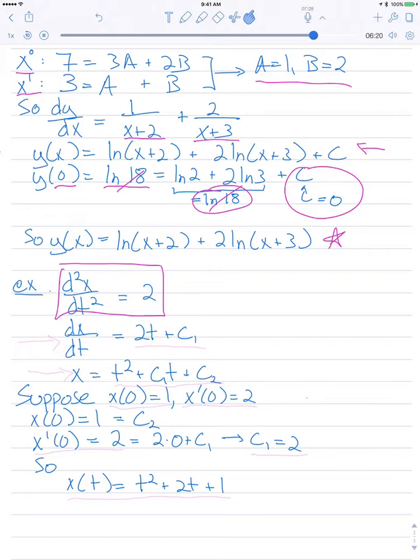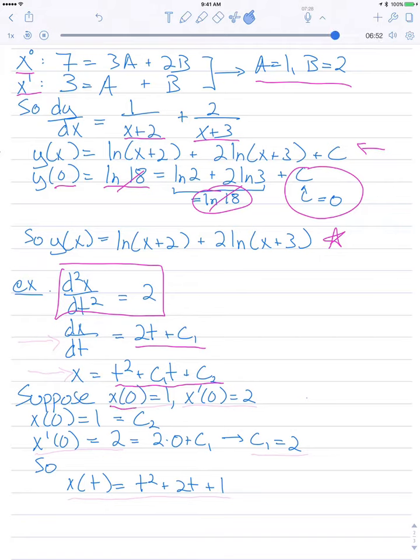I anti-differentiate once, I get dx/dt is 2t plus a constant. That's the independent variable t. And then we go on and we can anti-differentiate one more time, and we get x equals t squared plus c1 t plus c2. If we would like to know what the unknown constants are, we need some initial conditions. Since our differential equation involved a second derivative, we need two initial conditions to figure out the two unknown constants.